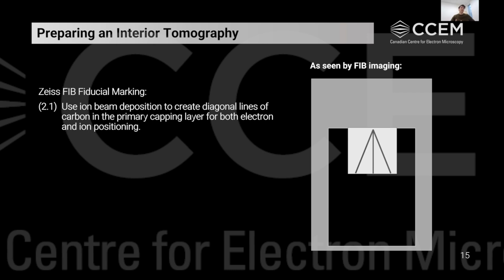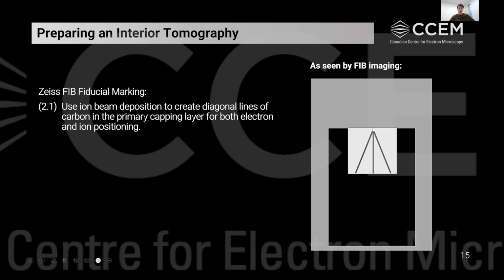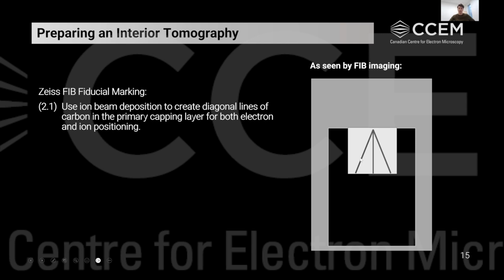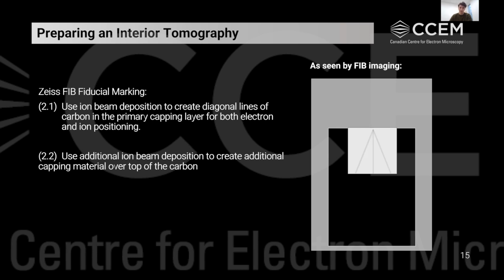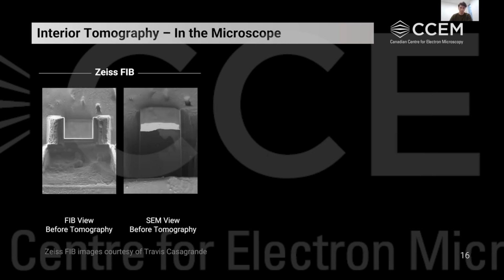Alternatively, if we're working on a Zeiss FIB system, we actually don't need that secondary deposit with the X on top. We can implement a different type of fiducial tracking where we have a carbon layer deposition, these two angled layers of carbon that are in the primary capping layer and then coated with tungsten on top. That is useful for both SEM alignment and FIB positioning as well, so you can use these markings for both.